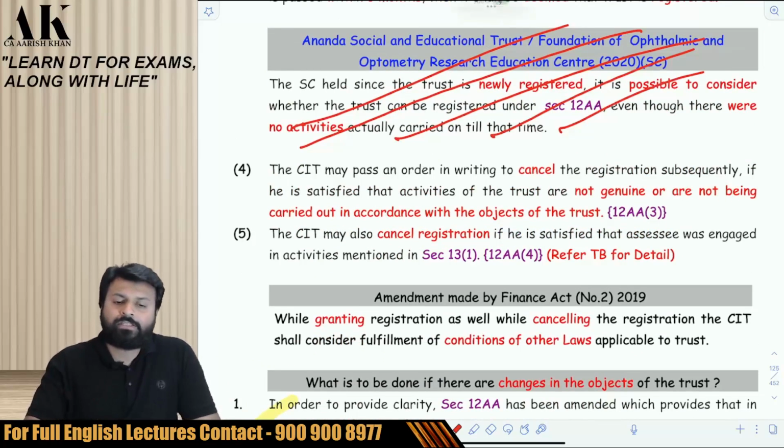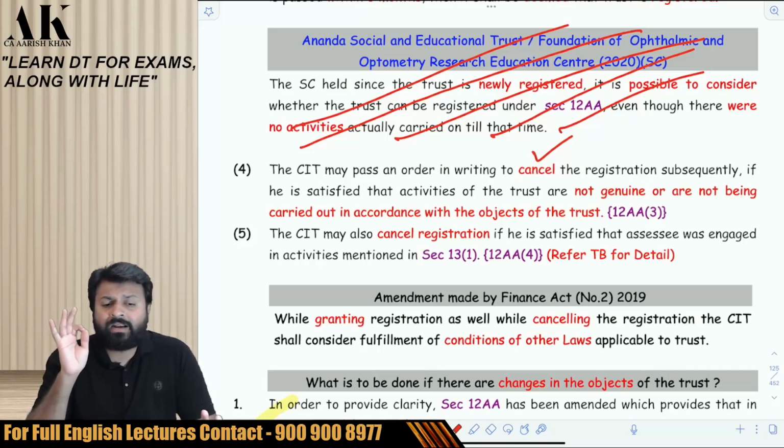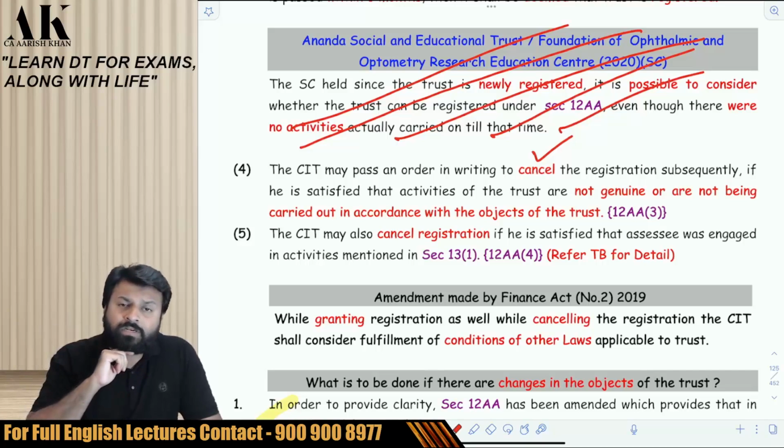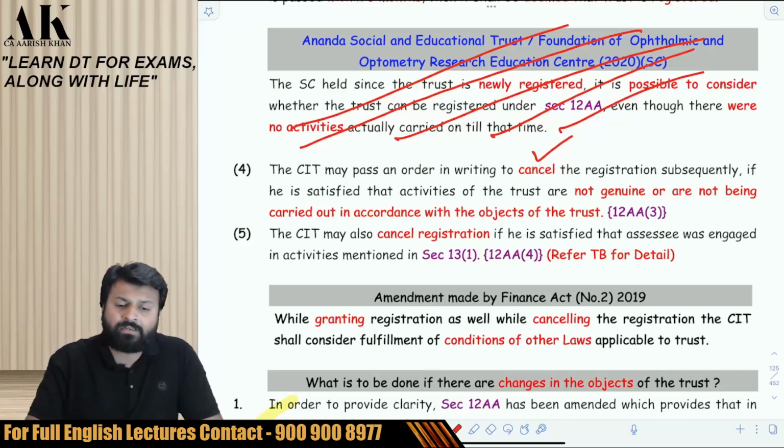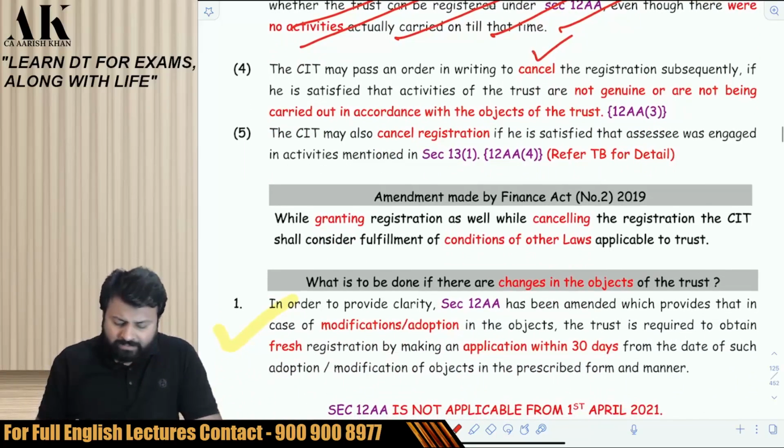Now, once you get registered, what do you feel? Can the CIT cancel your registration later on? The answer is yes. The CIT has the power to cancel your registration if he is satisfied that the activities of the trust are not genuine. He is feeling that the trust is not doing genuine activity. He can cancel the registration. Or second, if the CIT feels that the trust is not doing its activity in accordance with the objects of the trust. So if the activity of the trust is not genuine or it is not in accordance with the objects of the trust, the CIT can cancel the registration. It can also cancel the registration for some other reasons also, which I'll be speaking about sometime later.